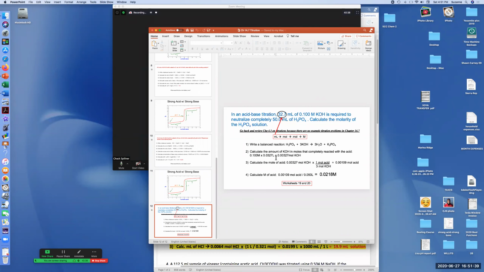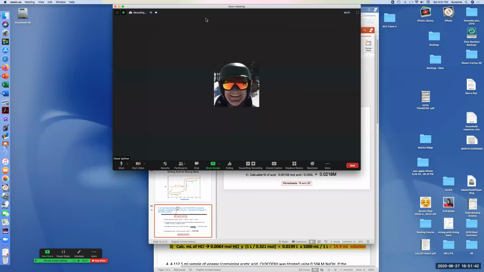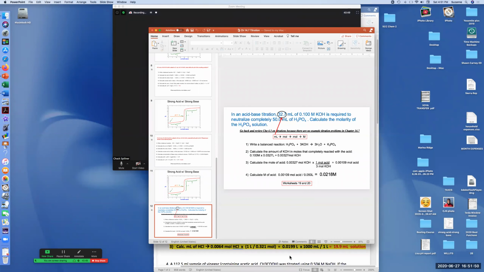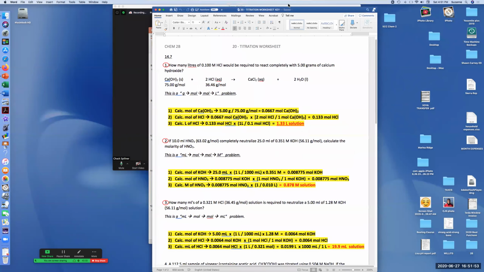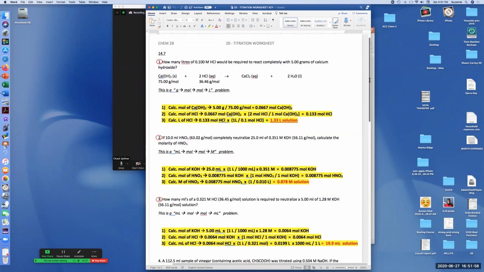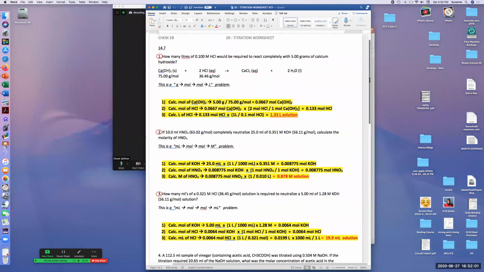All right, so I'm going to end this PowerPoint. I'm still doing screen share, and here we go, here's our worksheet 20. So I've done this a little differently. I filled out the worksheet, and I'm going to put this worksheet up on the website so it will be available on the worksheet page. It'll be labeled worksheet 20 answer key.